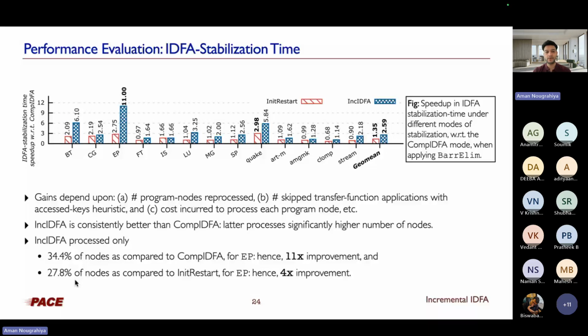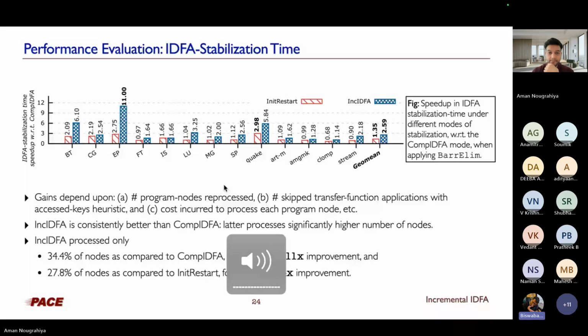So if you have any doubts on this graph, I'll take a minute. Otherwise, I'll move on to the next graph. So, what fraction of overall compilation time is this stabilization time? Yeah, that's the next graph. And in terms of the absolute stabilization time, are they in seconds, minutes? Tens of seconds.